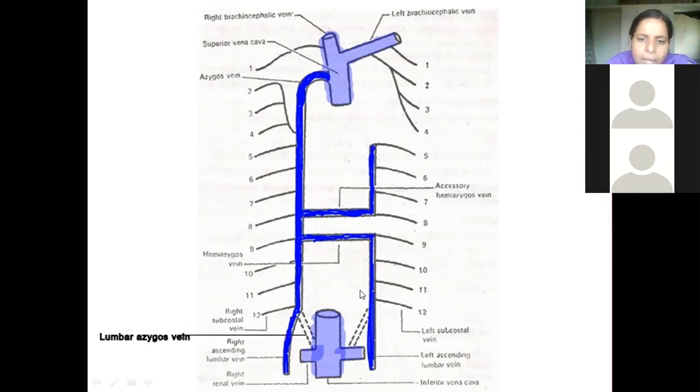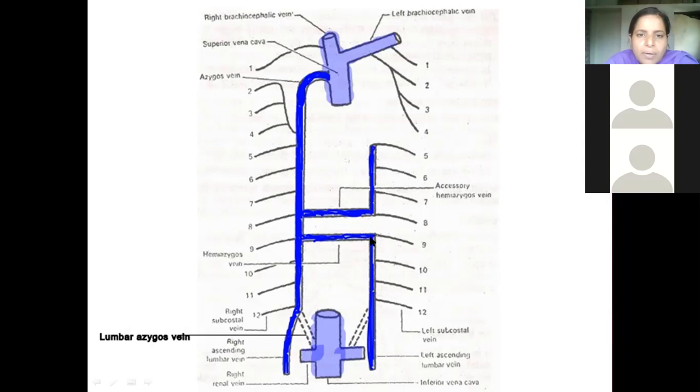Yes, ma'am. This also you have to write. Somehow everything is reaching the superior vena cava at the end, isn't it, beta? Venous blood, somehow it should come to the superior vena cava. All of the venous blood of our body should reach the right atrium, isn't it? But with these azygous veins or whatever, from that vein it is going to the superior vena cava.